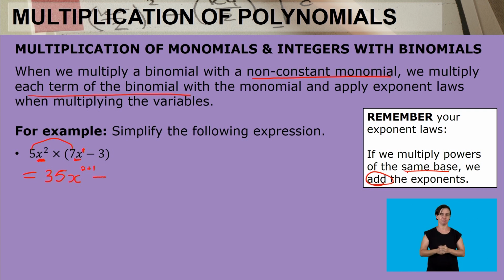Then we are subtracting in this binomial. We are going to multiply now the 5x squared with the 3. So 5 multiplied by 3 is 15. And because there is no other variable, we are going to write that variable as it is. So what is going to be our final answer here? We have 35x cubed, which comes from the 2 plus 1. Then we are subtracting 15x squared.